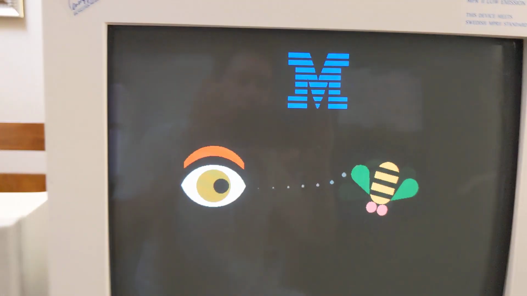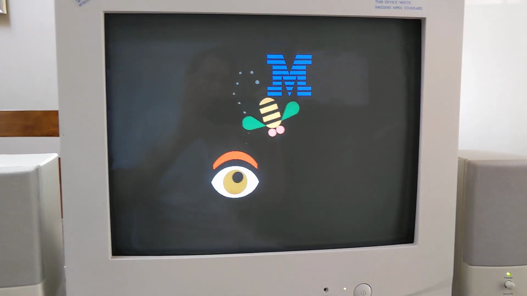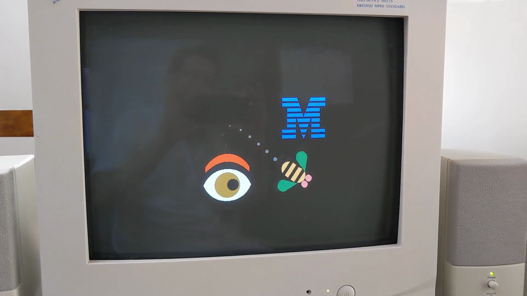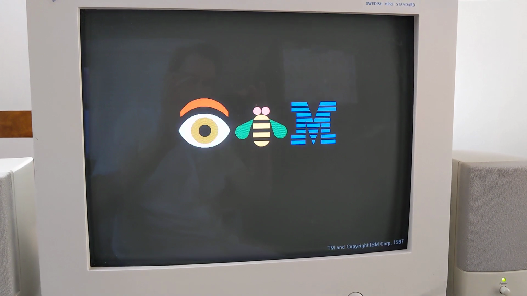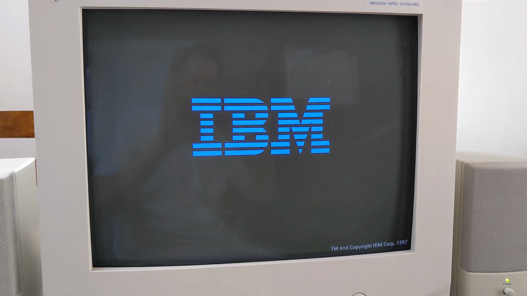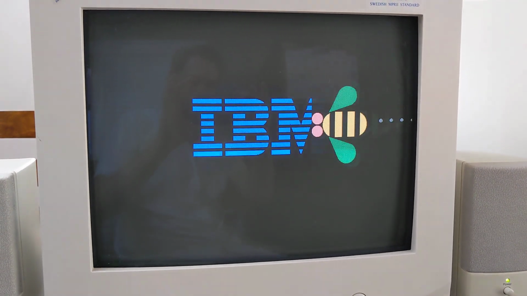Isn't that beautiful? And this is the screensaver itself, and it's truly a piece of art. Look at that. I is following the B and forms into an IBM logo. Look how cool that is.